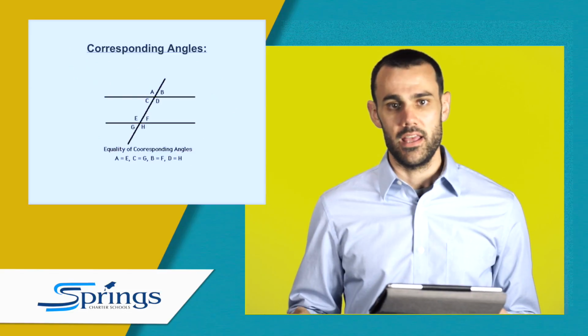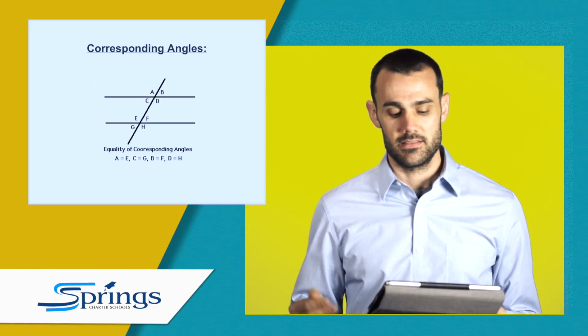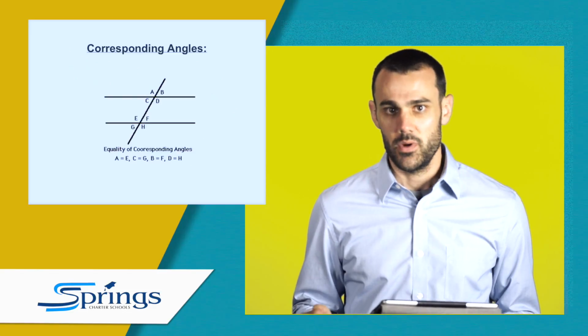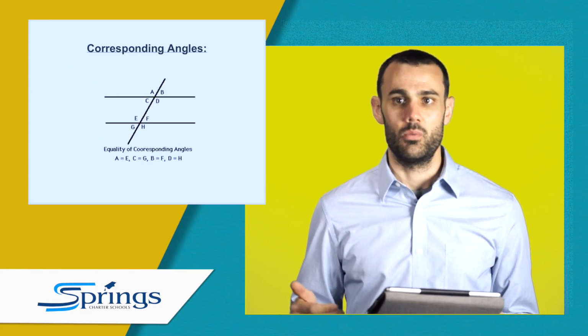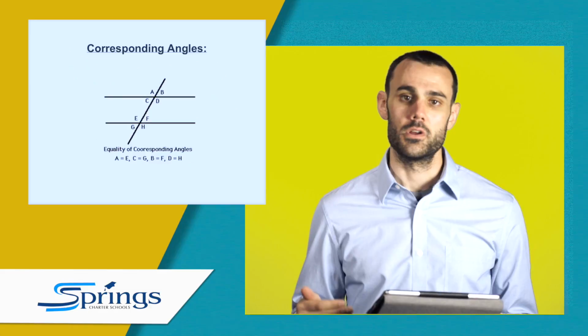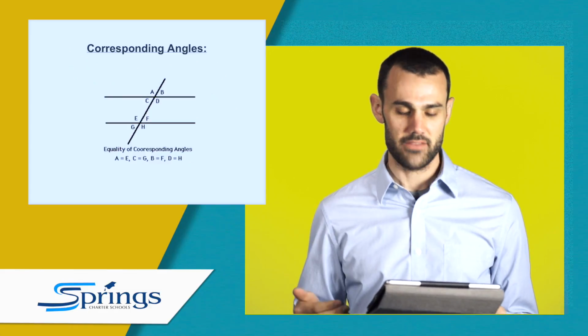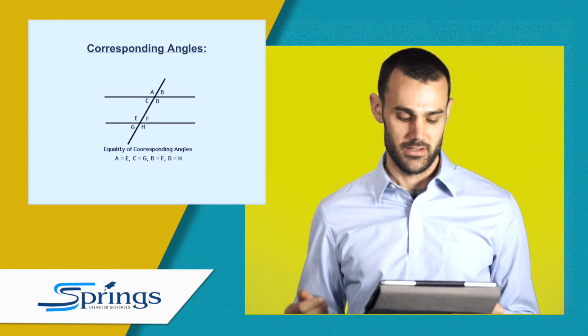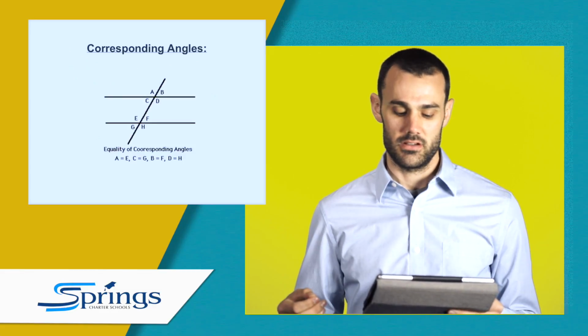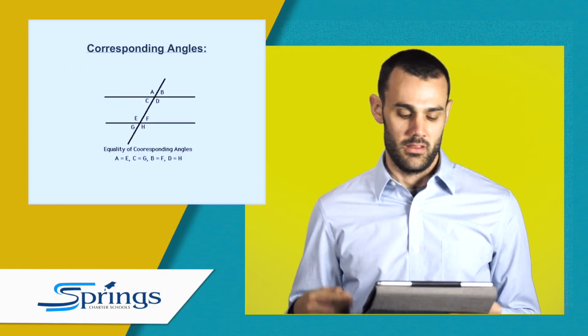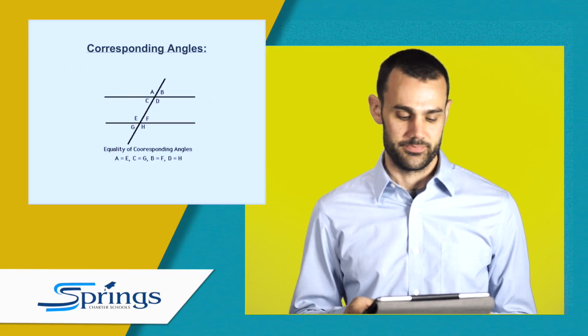So if I know what angle E's measurement is, let's say it's 100 degrees, we can say that based on what we know here, angle A would also be 100 degrees because they are corresponding. So we have A and E are corresponding, C and G are corresponding, and B and F are corresponding here on our image. This is important for us to know.